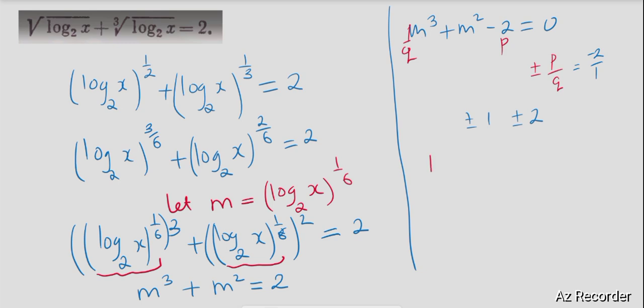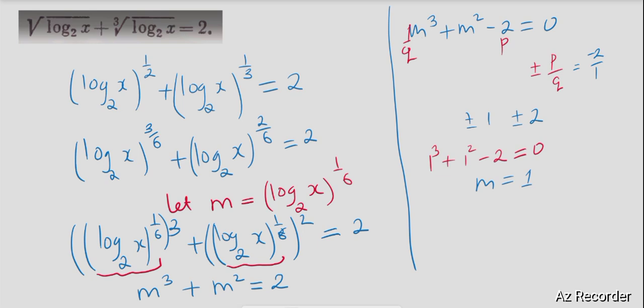So we have 1 cubed plus 1 squared minus 2. Actually, we are very lucky. We have a 0. So it means m is equals to 1. We are very lucky. We have one of the roots as 1. Now, next we are going to use synthetic division to find the other roots.